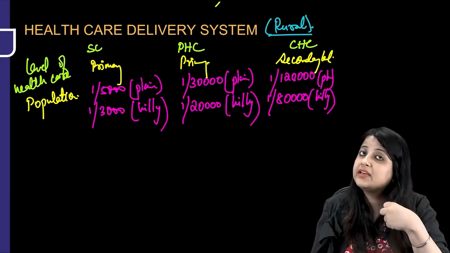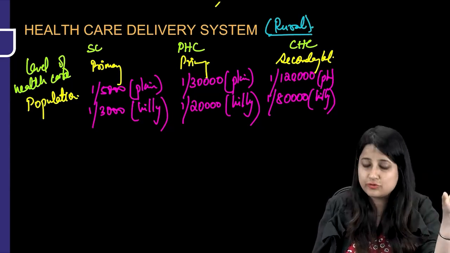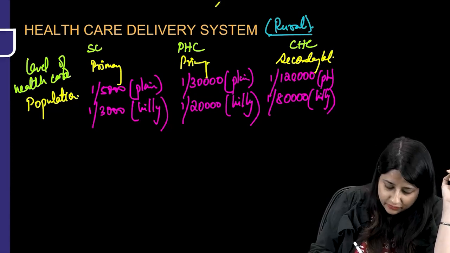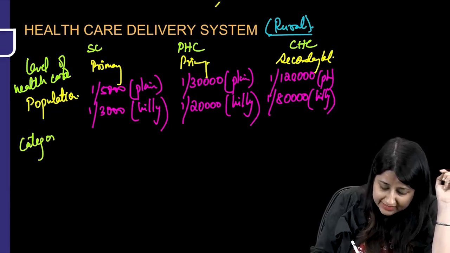Now remember, 24/7 PHCs and all that are also there, but generally sub-centers and PHCs are now being upgraded to health and wellness centers under our Ayushman Bharat. So that's the population norm. Then categorization. So what do we have to study about categorization?